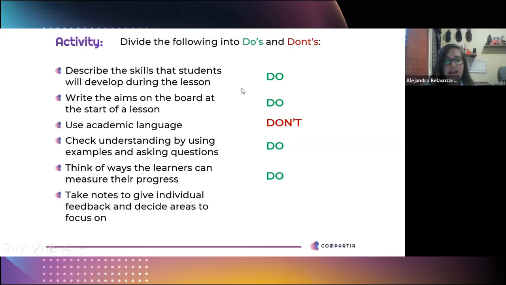And finally, take notes to give individual feedback and decide areas to focus on. What do you think? Use strategies to make them use what they learned. Okay, yes, definitely. As long as we have a group that is actually participating and creating something, it's easier for me to know that they are actually going to learn something. So this is mainly the idea. Do you have anything else that you would like to add before we move on to the next activity?